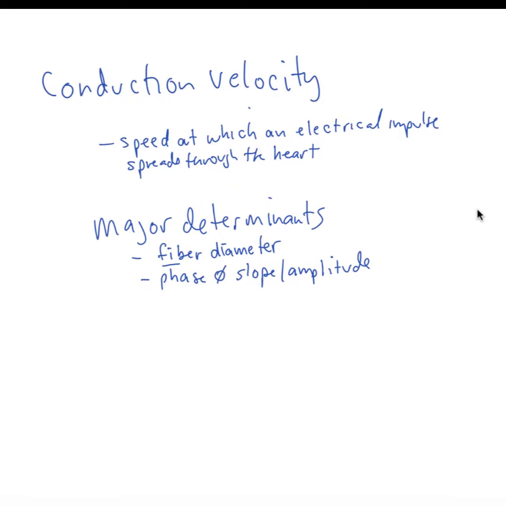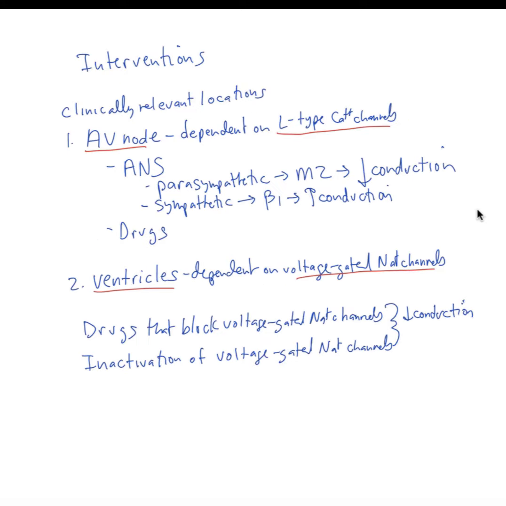The phase zero slope and amplitude is the electrophysiological property that also determines the conduction velocity. And that is why it's so important to know what kind of ionic current is involved in the phase zero. And remember, the phase zero also is where the type of action potential gets its name, fast response versus slow response. Let's take a look at some interventions that can affect the conduction velocity.